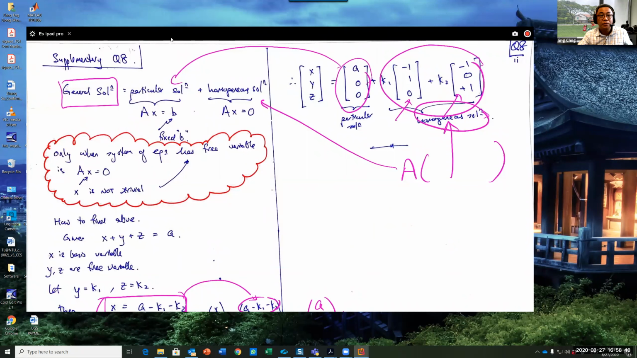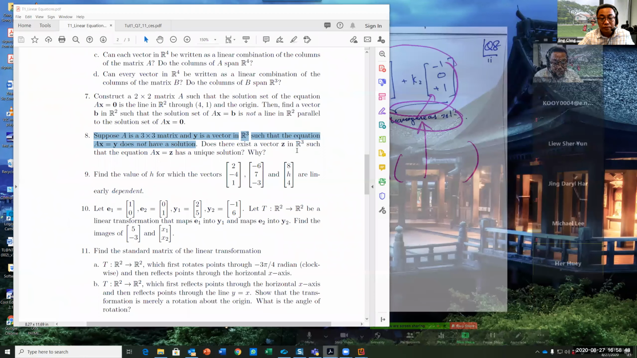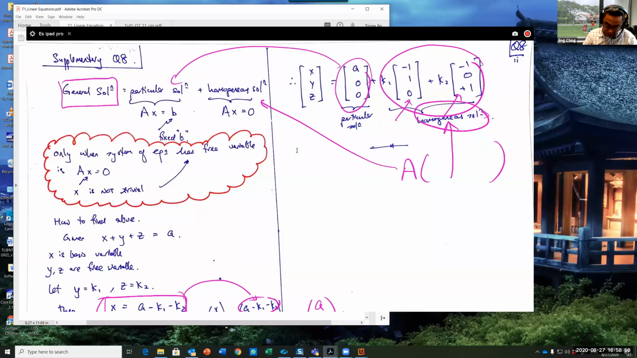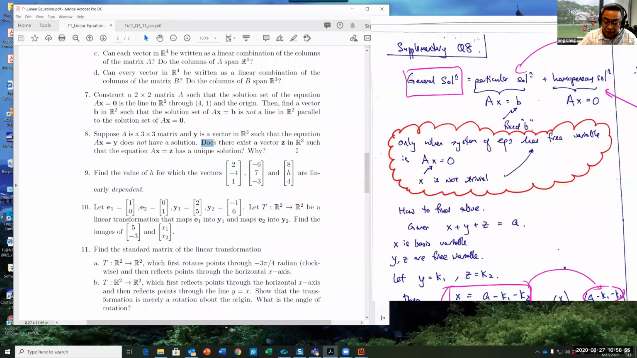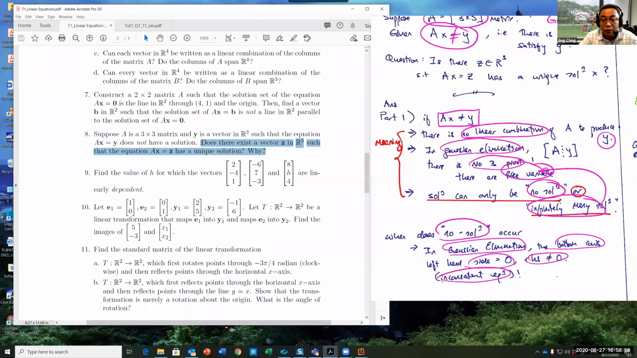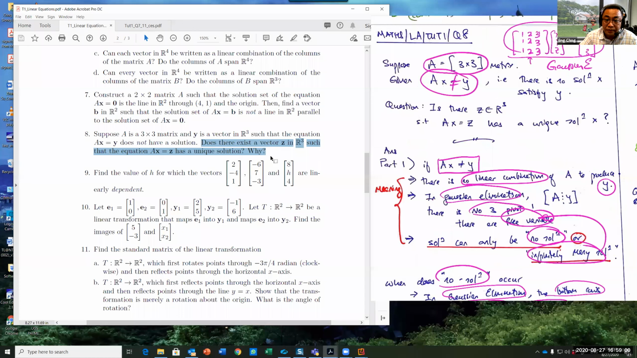Okay, so let me just go through. Now, he then asks you, the second part of the question, is there a z such that Ax equals z is unique? And the answer is no, because once you have a free variable, it will never be unique. Yeah, so that's the answer.